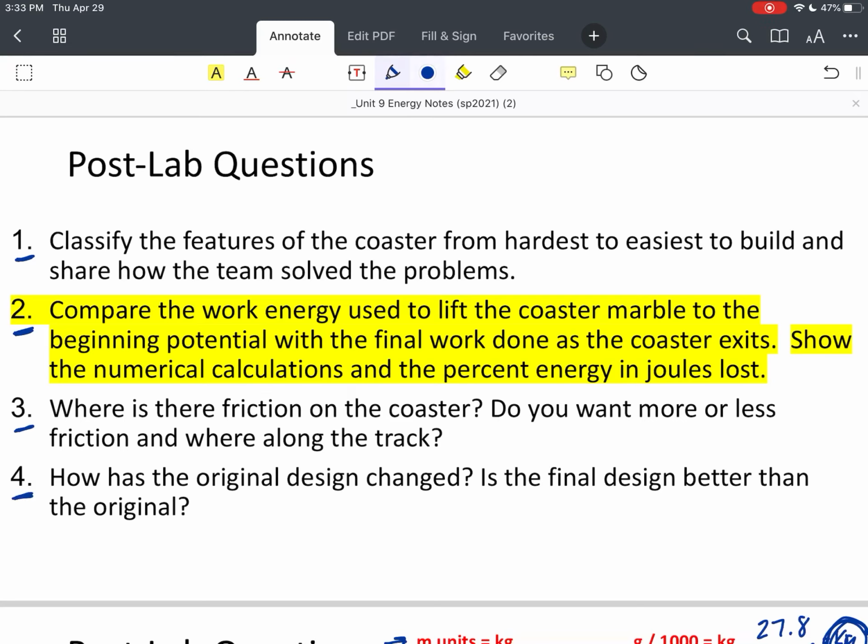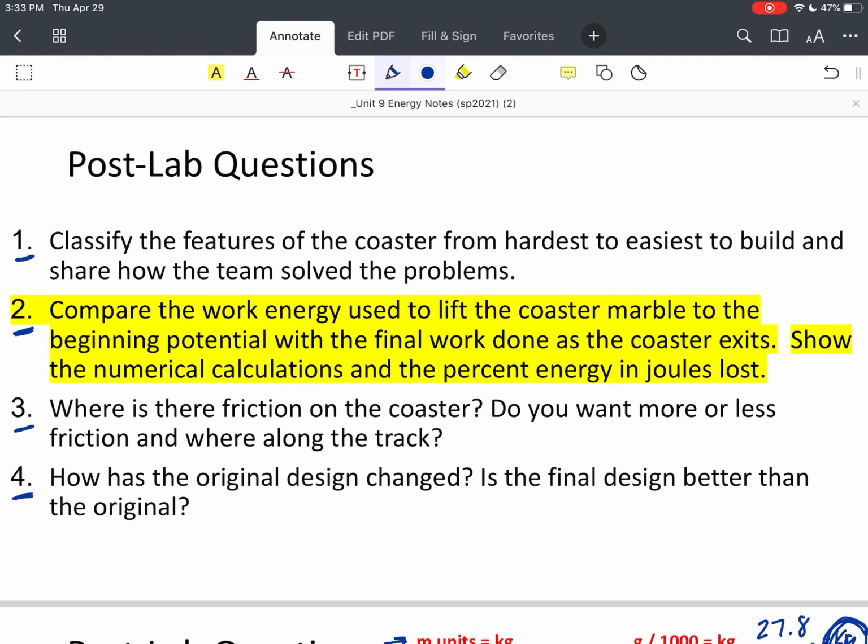And then number 4, you had that initial design. Even when you were building it, you've probably changed multiple things. What are some changes that you had to make as you went through your design? It probably didn't look like your original design. What are some changes that you had to make, and why did you make those changes? Is your final design better than your original? If your roller coaster never worked, you probably can't say that the final is better than the original because your final did not work either. So maybe you could come up with some reasons why it did not work.